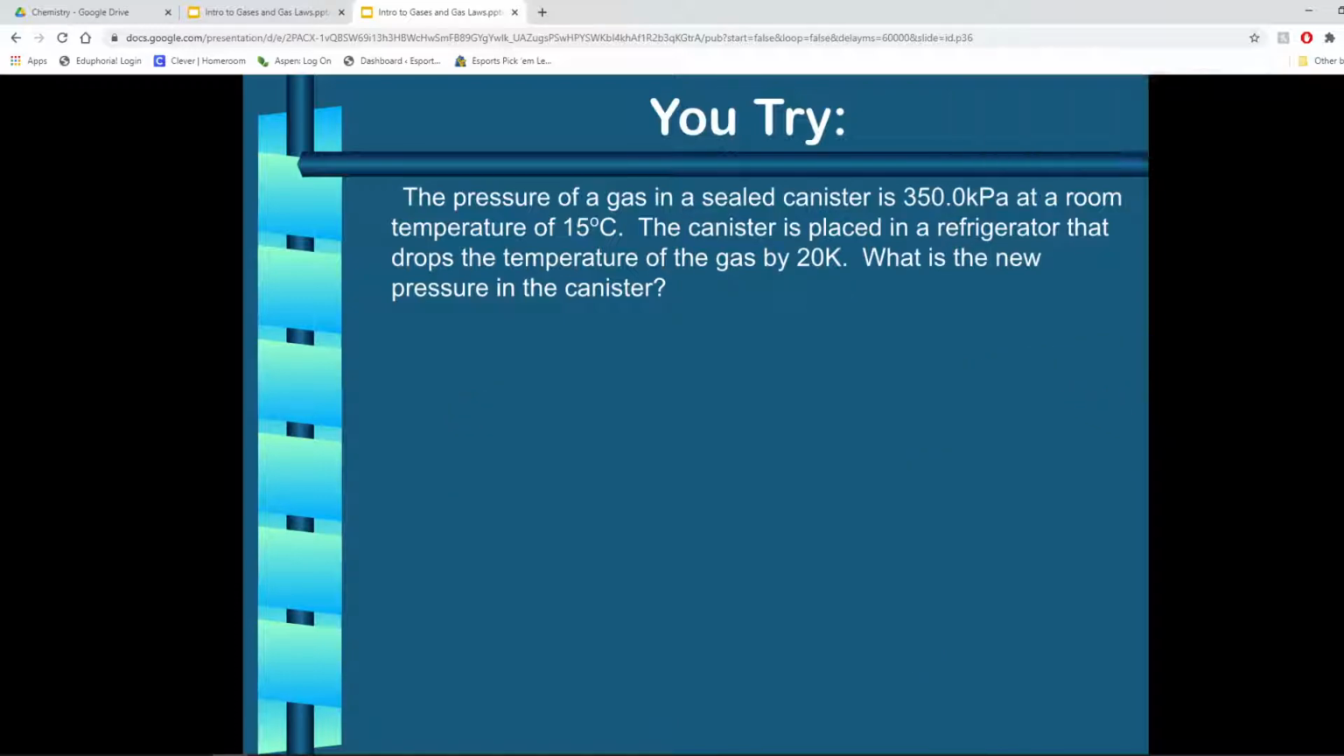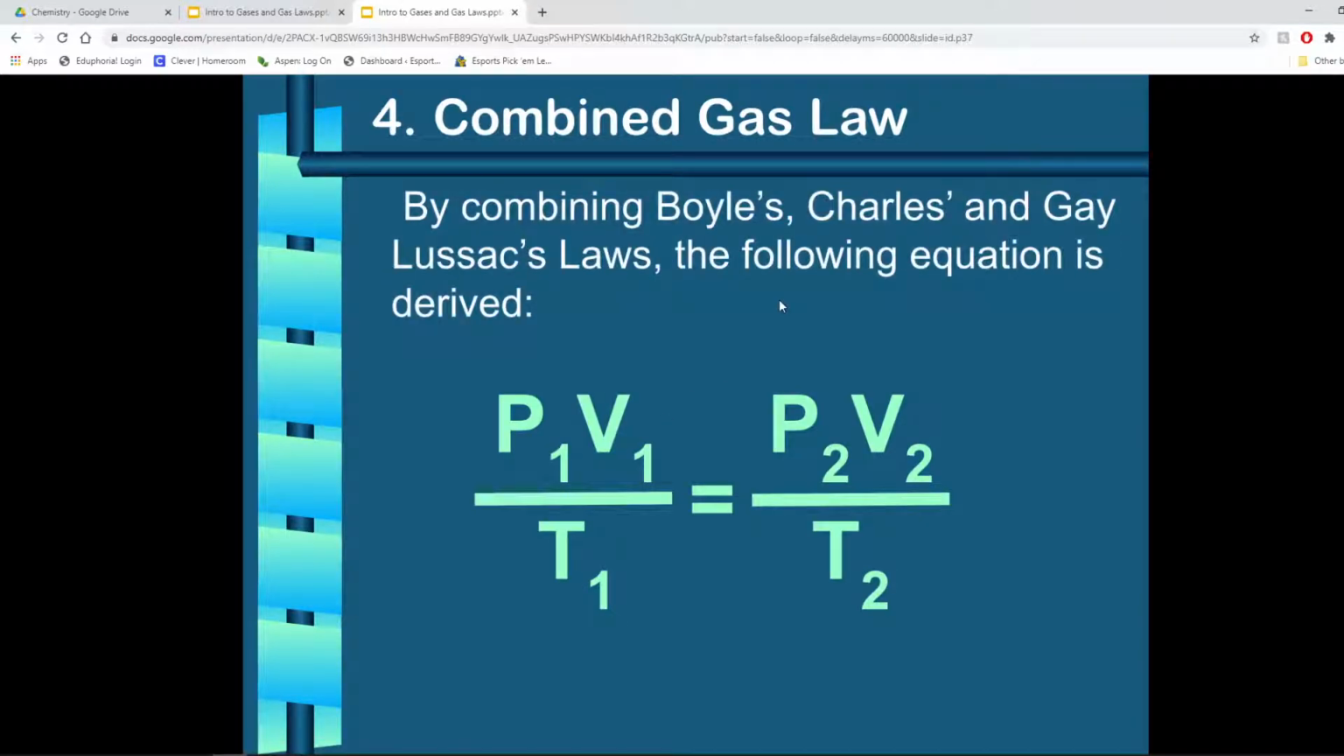All right, the last law we're going to talk about is the one that throws all these things together. It's called the combined gas law, and you get it by combining all three of them together into one big equation. So we've got Boyle's law of P1V1 equals P2V2. We've got Charles' law of V1 over T1 equals V2 over T2. And then we've got Gay-Lussac's law of P1 over T1 equals P2 over T2, all put together into one big honkin' equation like this. So this comes in handy when you've got more than one variable changing at a time.